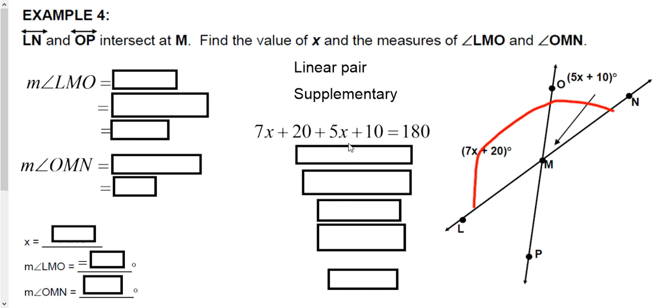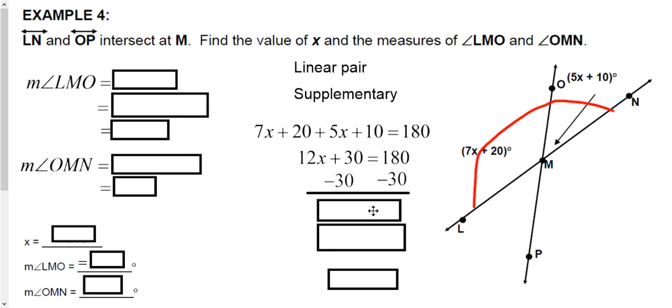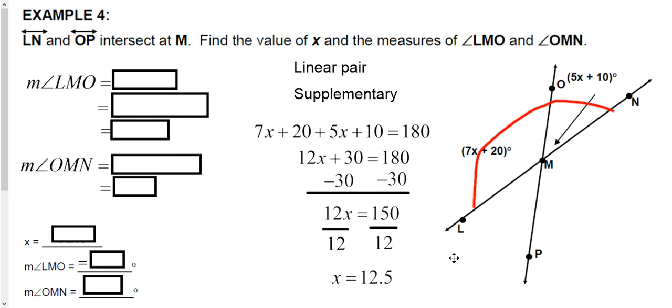We'll combine like terms over here. The 7x plus the 5x is 12x. The 20 plus the 10 is 30. Couple steps to go. We'll subtract that 30 and get the 12x by itself. We'll divide by 12 and check me on that. I got 12.5.